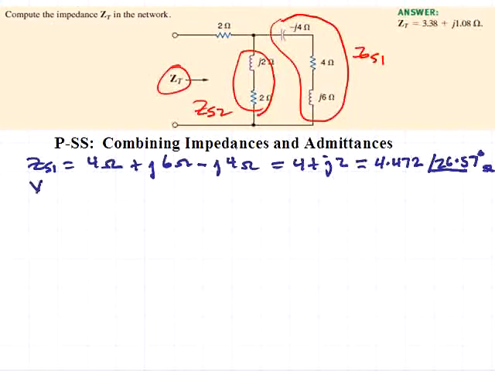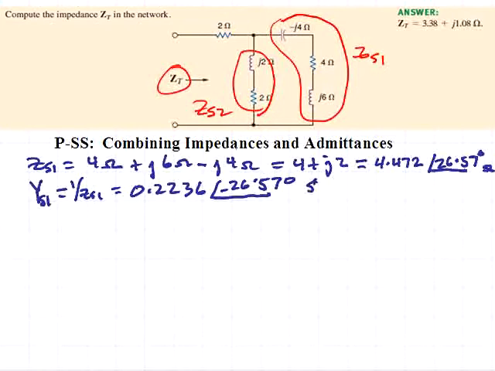We can calculate the admittance of this impedance, just the reciprocal of that ZS1 term, and that is equal to 0.2236 at an angle of minus 26.57 degrees, and the units there will be Siemens. And finally, that YS1 can be written in the rectangular format as 0.2 minus J 0.1 Siemens.